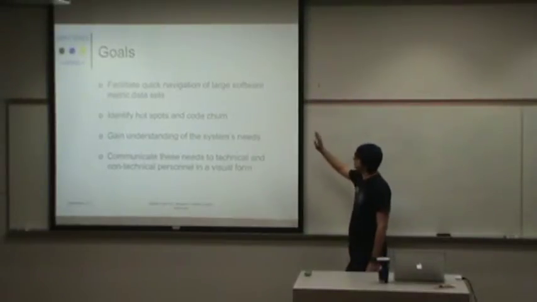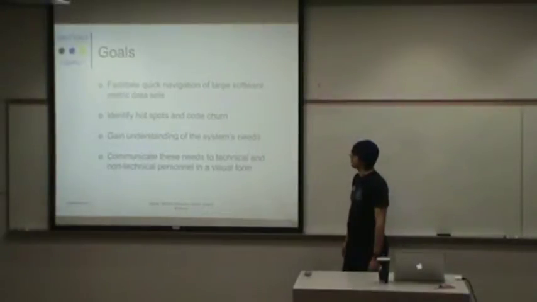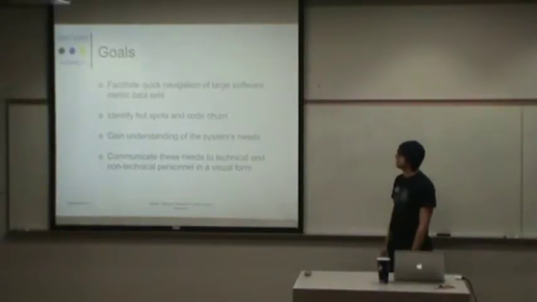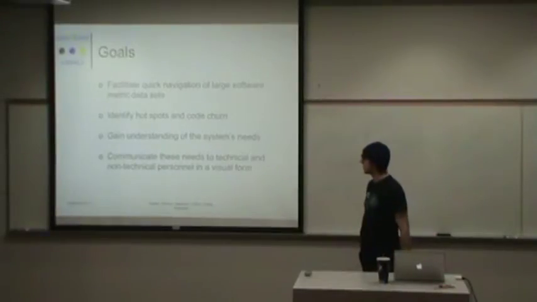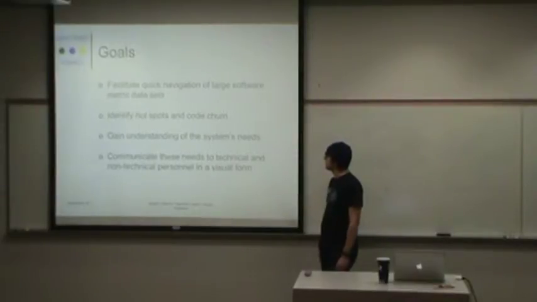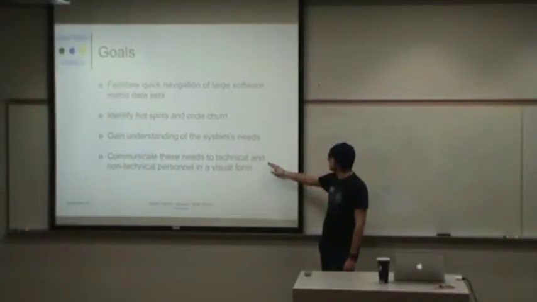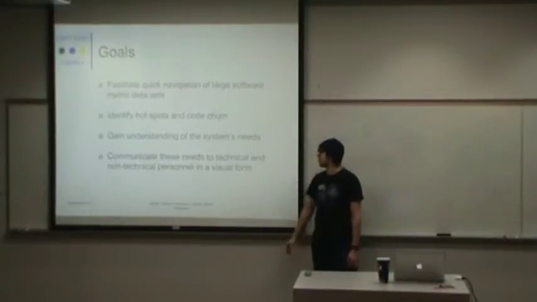So quick navigation is a key idea. They want to identify hotspots in their code and code churn, see what needs the most upkeep, what's getting the most attention, where they should put their money, and understand the system's needs as it evolves and changes. Another big goal is to communicate these needs to technical and especially non-technical personnel.